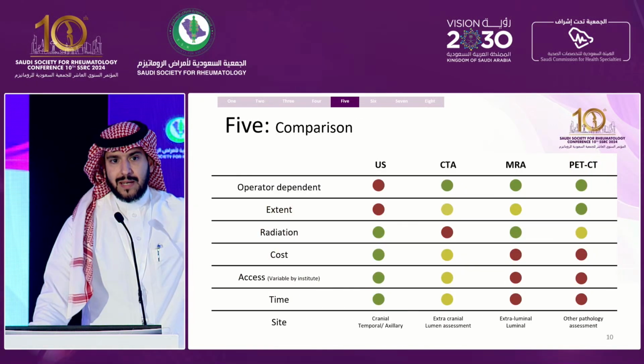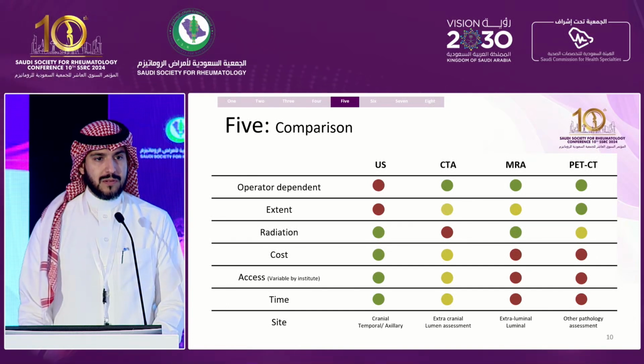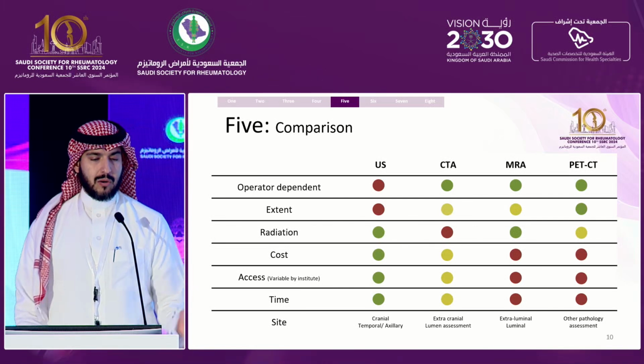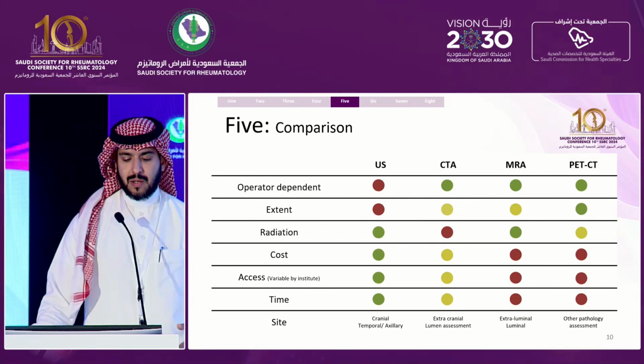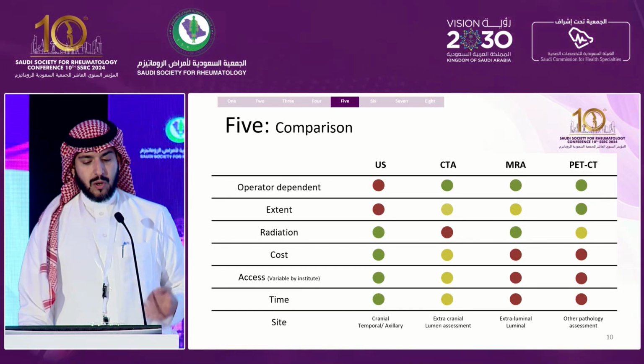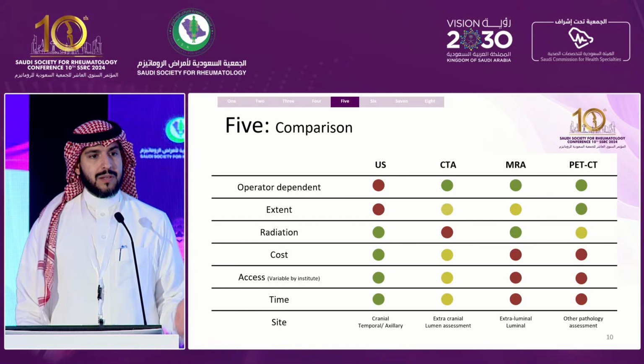So this is just a recap. I'm sure everyone in the room knows, but it's good to recap the differences between ultrasound, CTA, MRA, and PET scan across many dimensions. We took, for example, operator dependence. We all know that ultrasound is operator dependent. We know that the extent is very limited. You cannot have a full body ultrasound, but there is no radiation.